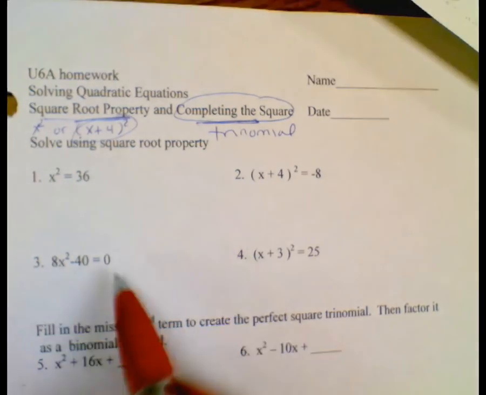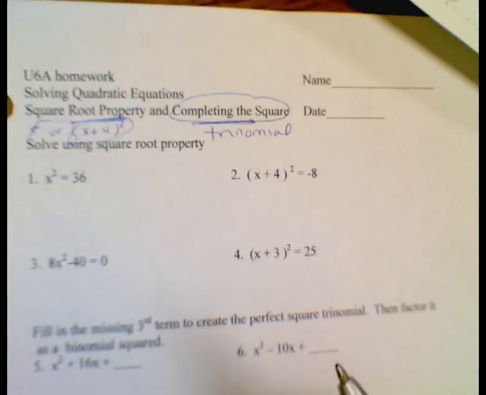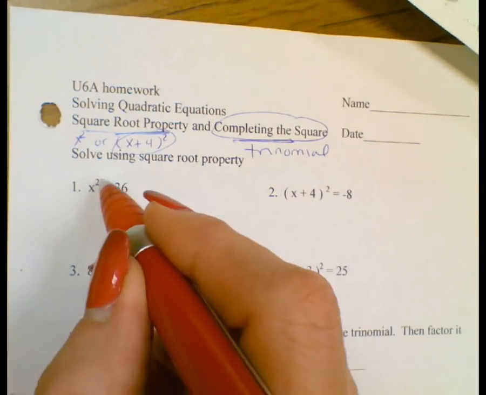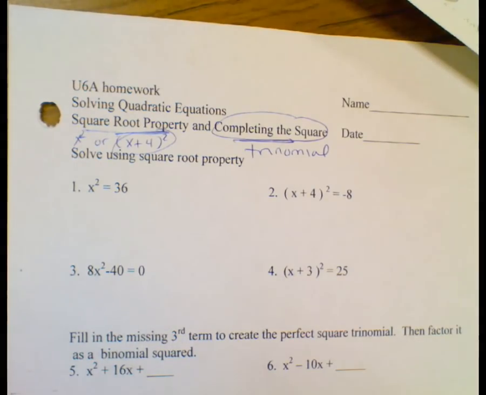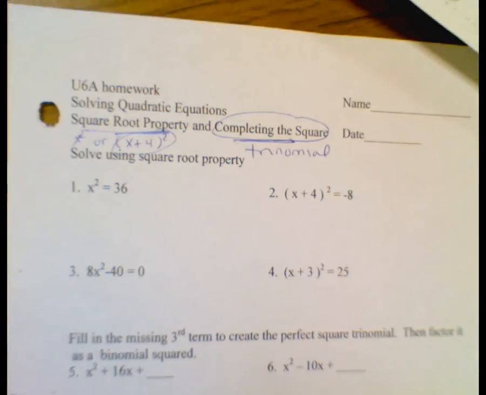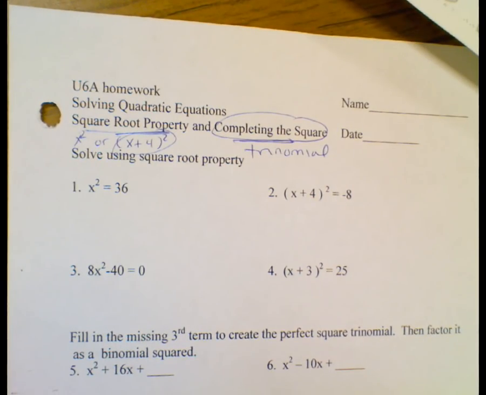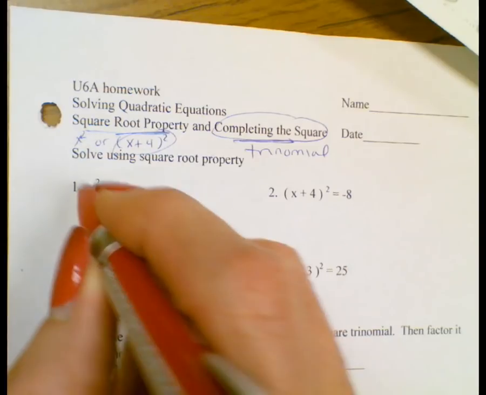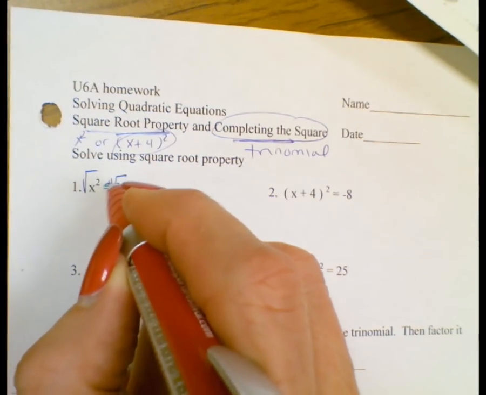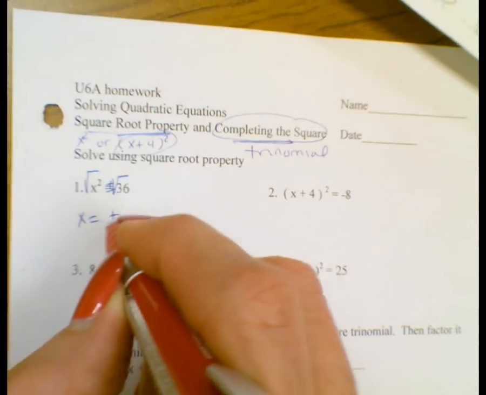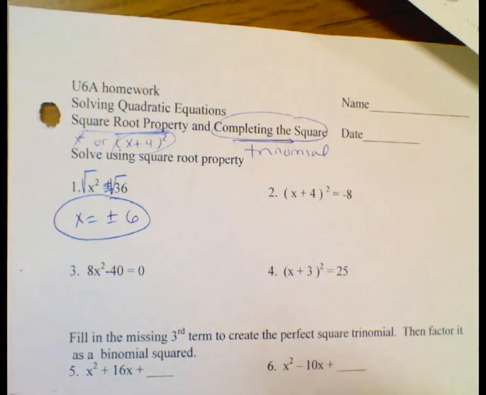So in these first four, you're going to do this first method, the square root method. So to get rid of a square, use square root. This looks really blurry. Let me see if I can focus this. Okay, that's better. Go ahead and square root both sides. Put a plus minus in, and x is plus or minus 6.